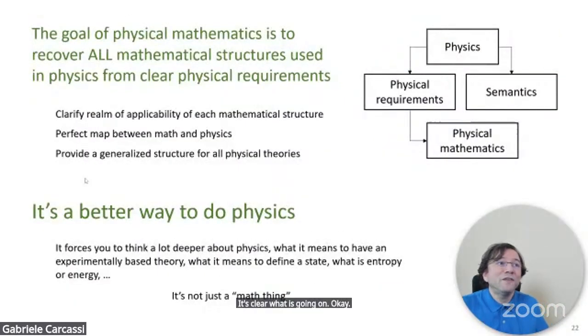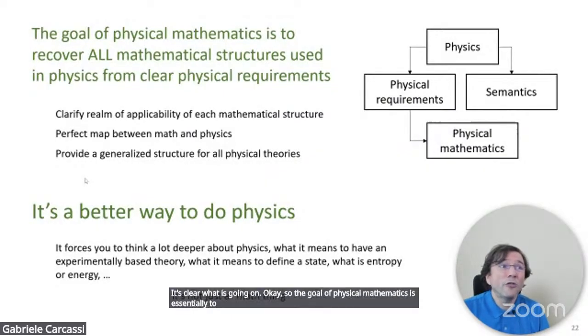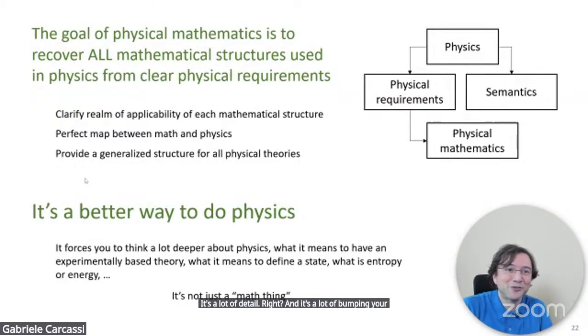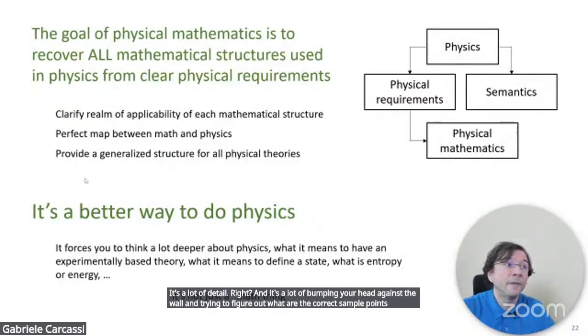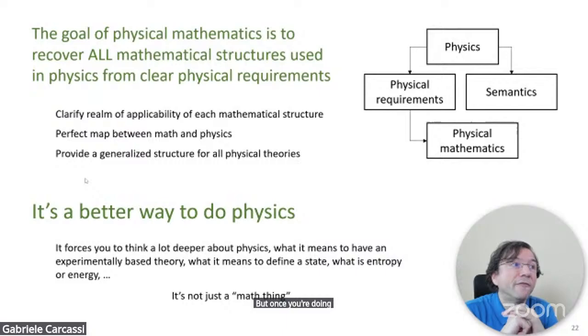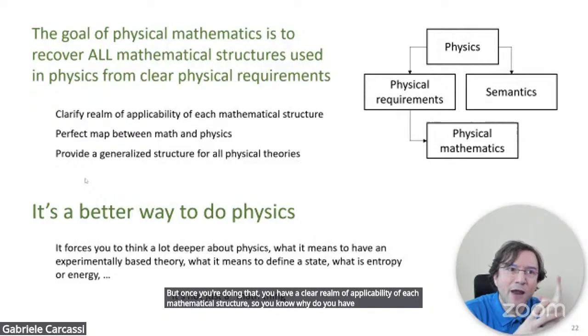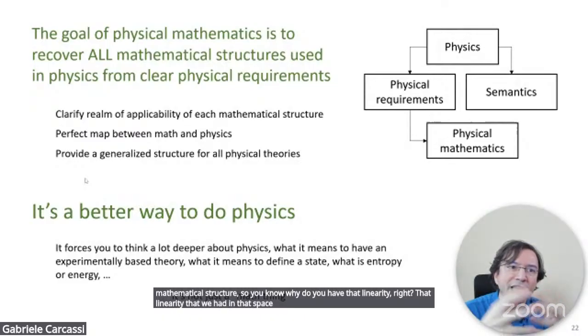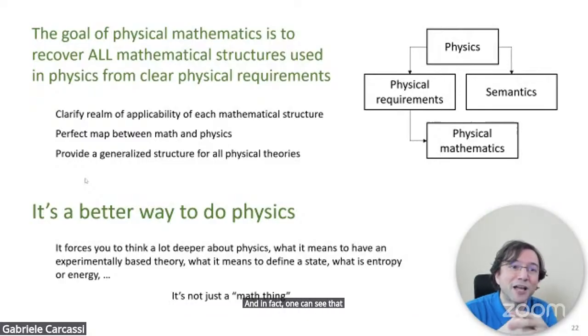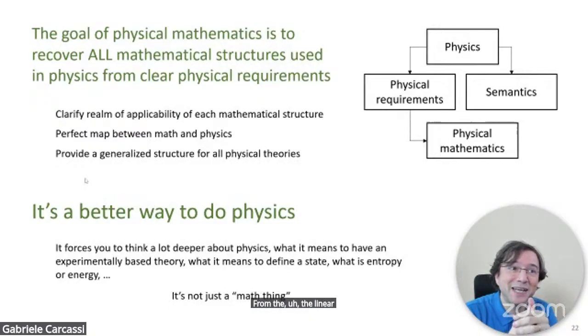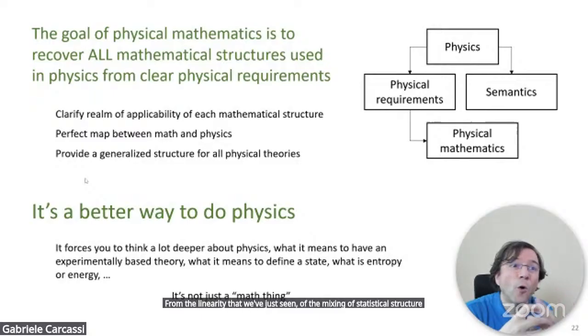Okay, so the goal of physical mathematics is essentially to record all of the mathematical structures that are used in physics in this way. It's a lot of detail, right? And it's a lot of bumping your head against the wall and trying to figure out what are the correct sampling points and why do we have them. But once you're doing that, you have a clear realm of applicability of each mathematical structure. So you know why you have that linearity, right? That linearity that we had in that space was coming from this idea of mixing. And in fact, one can see that all the linear structures in physics are inherited from the linearity that we just saw of the mixing of statistical structures. So you really know where things come from.